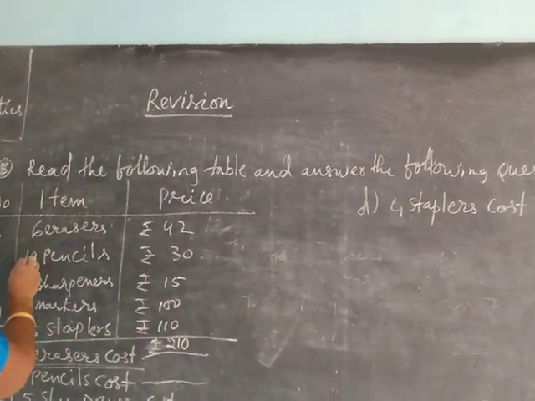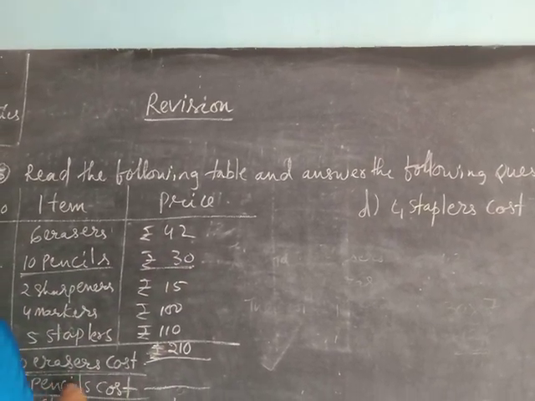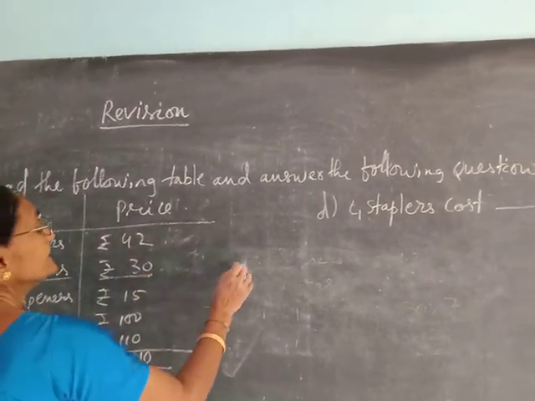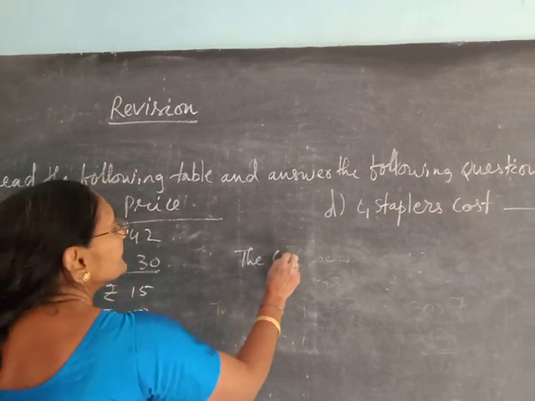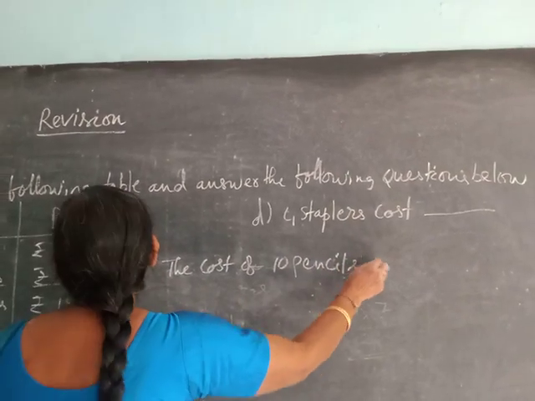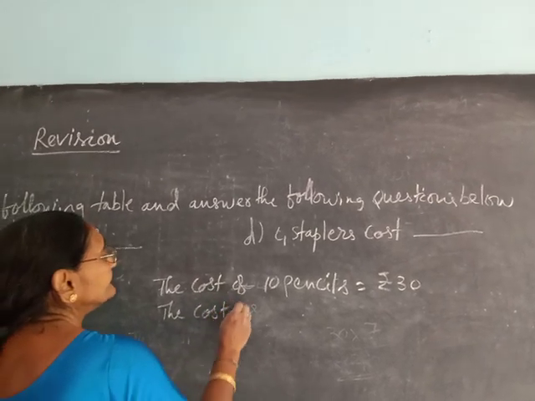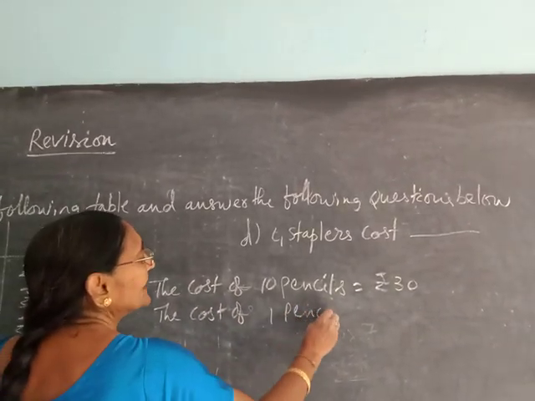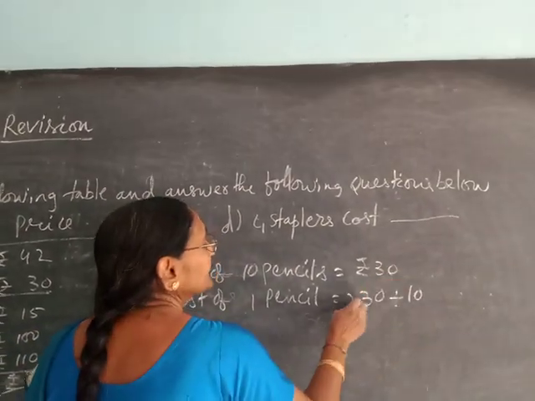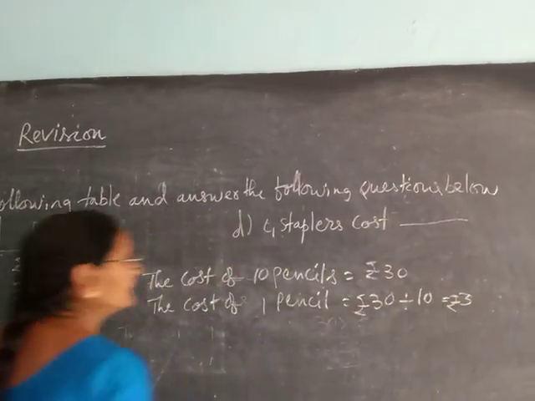Here, see, 10 pencils cost equal to 30 rupees. It is asking for 8 pencils. Then first you have to find the cost of 1 pencil. So the cost of 10 pencils is 30 rupees. Then the cost of 1 pencil you first have to find. What you will do? You have to divide 30 divided by 10 equal to how much? 10 3s are 30, so 3 rupees. 1 pencil cost equal 3 rupees.